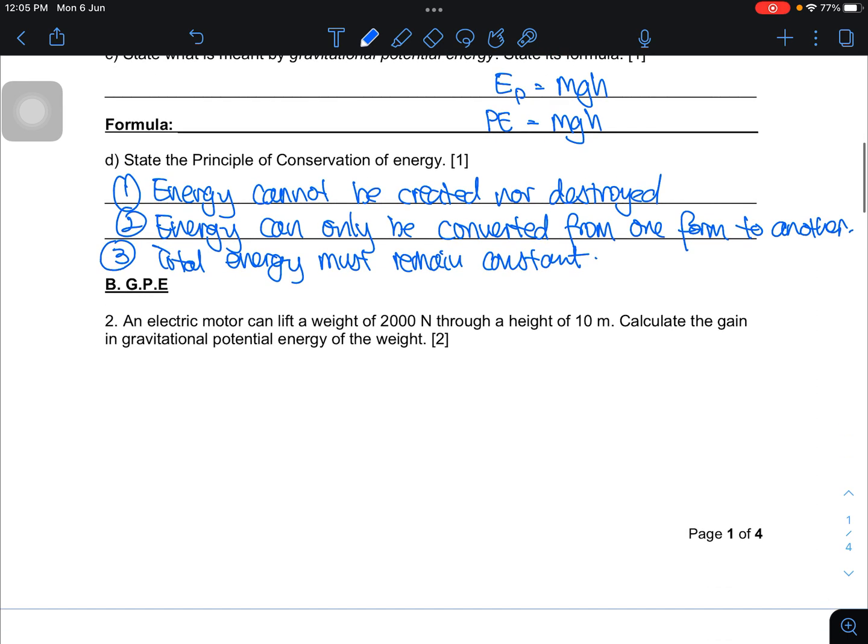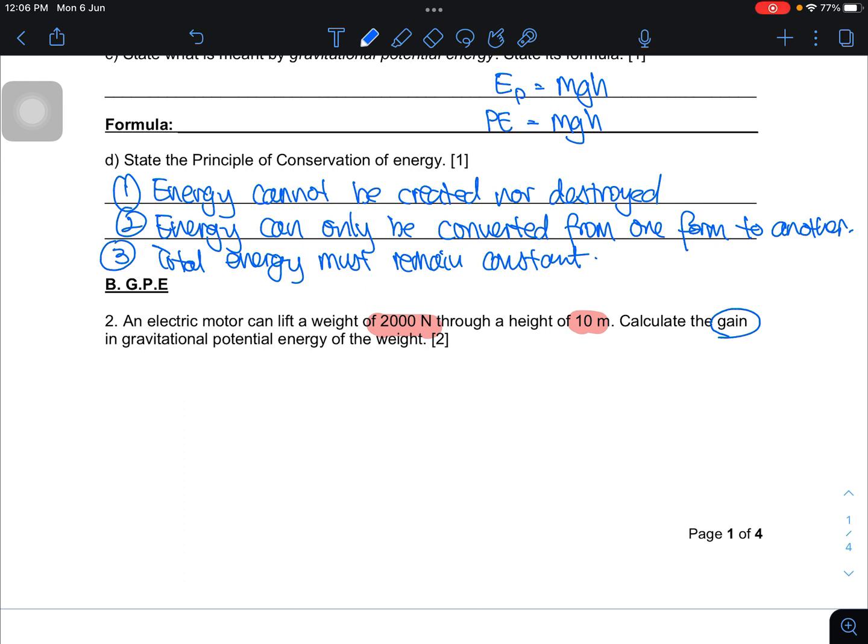Part B, and the focus is on GPE, which is gravitational potential energy. An electric motor can lift a weight of 2000 Newton through a height of 10 meters. Calculate the gain in GPE. Maybe I'm just going to show you some of the nomenclature that I write. Usually we are not calculating the exact gravitational potential energy, but the gain or the loss in GPE.